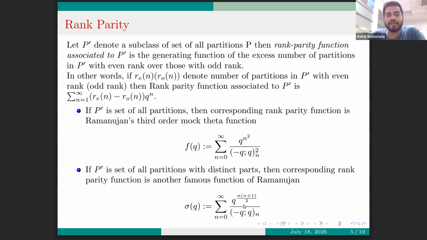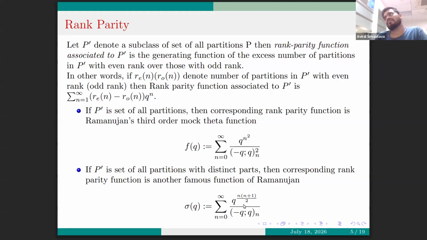And if I again denote R_EN to be the number of partitions in P' with even rank, and R_ON to denote the number of partitions in P' with odd rank, then the rank parity function is nothing but the generating function of R_EN minus R_ON. Now, let's see some interesting generating functions.